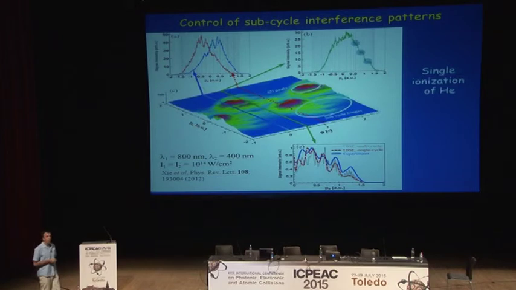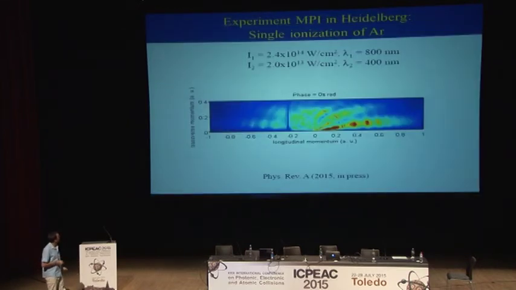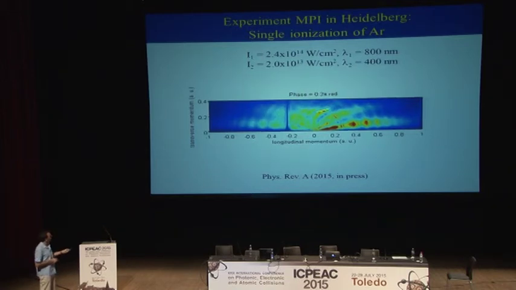So let me now show another experiment. This experiment is for single ionization of argon. It was performed at the Max Planck Institute in Heidelberg. Here, the intensity of the second color is about 1/10 of the intensity of the first color. So you can observe that the symmetry was broken. We have more ionization to the right, or in the forward direction. This happens for two color phase equal 0.